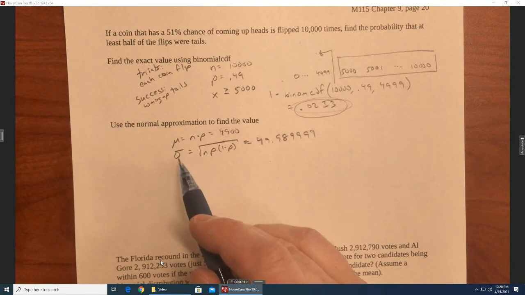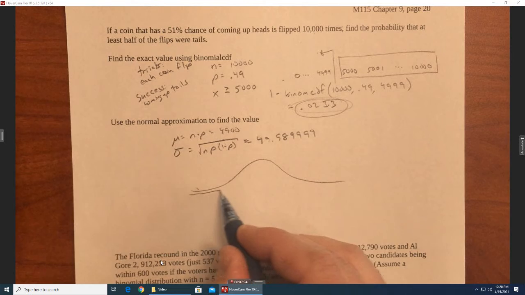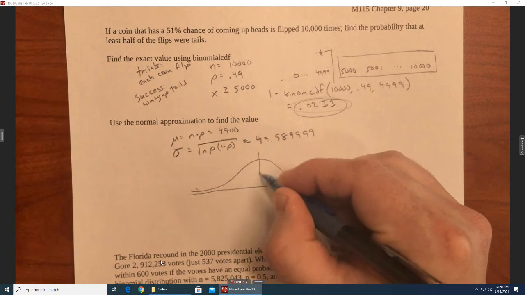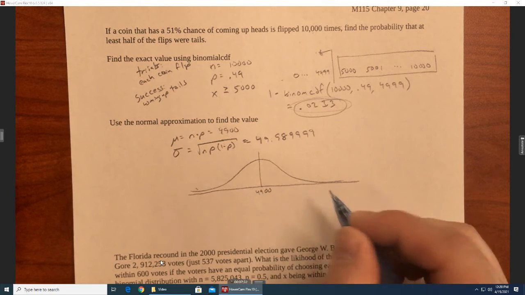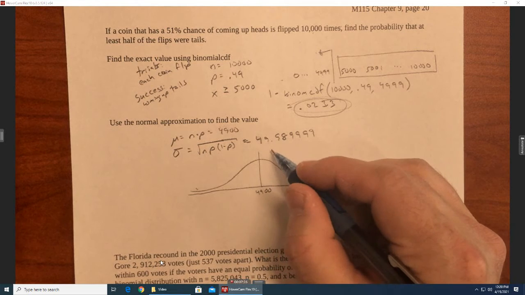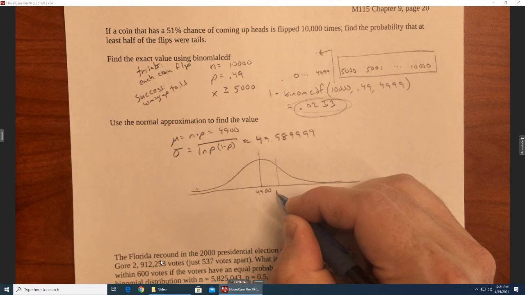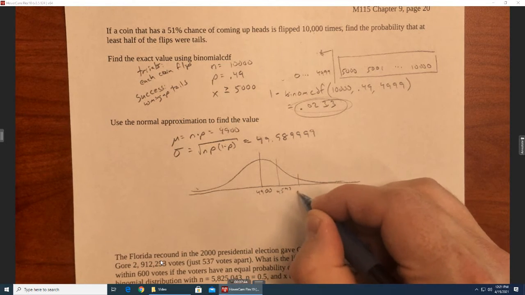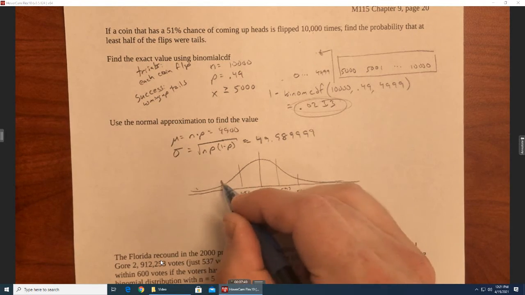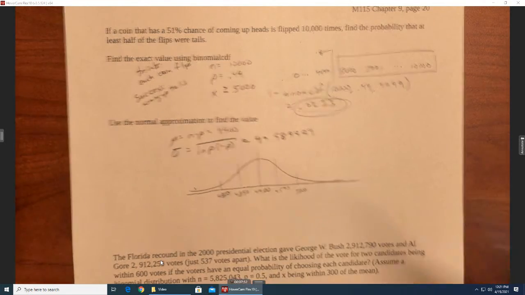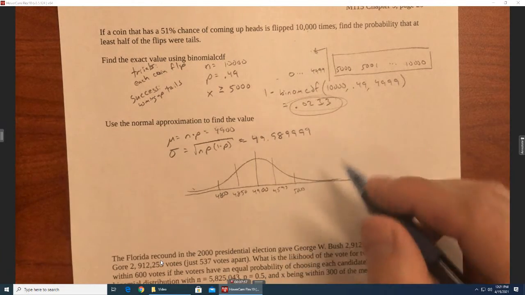Okay, so we have our mean and we have our standard deviation, which means we can think about what our normal distribution looks like. Our mean is right in the center, and this is at 4,900. Our standard deviation is 49.9 whatever, so it's approximately 50. I'll just call this 4950 and 5,000. Over here is 4850 and 4,800. That's approximately 2 standard deviations to the left, 2 standard deviations to the right. Again, this is just giving us an idea of what it looks like.